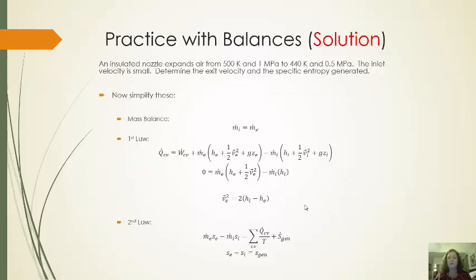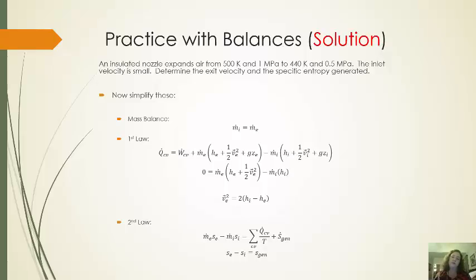Okay, so simplifying those equations, that's what I end up with. I use the fact that mass in equals mass out so that I get these expressions without the mass in there. So it didn't matter that they did not tell me what the mass flow rate was. And then I go looking up data.